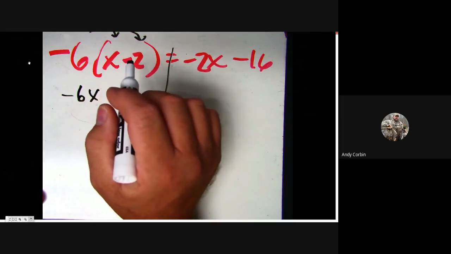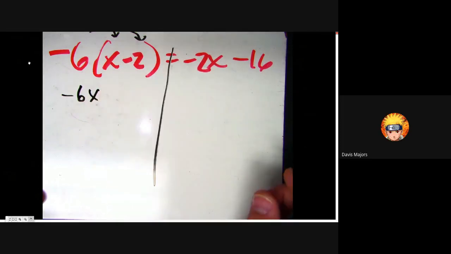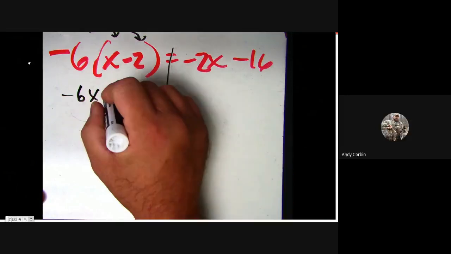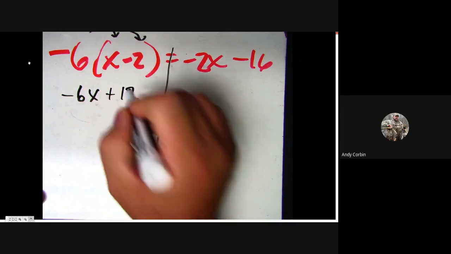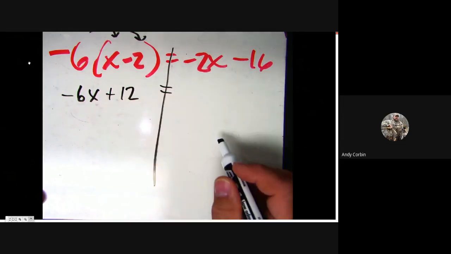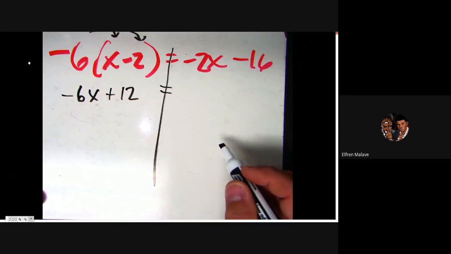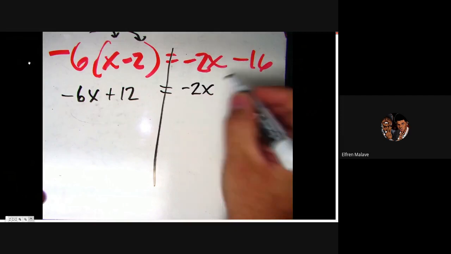Then what? Elfrin, I'll tell you what, I'll call on some of you. Elfrin, you just go ahead and finish this one. I was going to say positive 12. Yeah, that's fine. Okay. Go ahead, Elfrin. I'll let you finish the rest of it. You bring down your negative 2x and then negative 16.